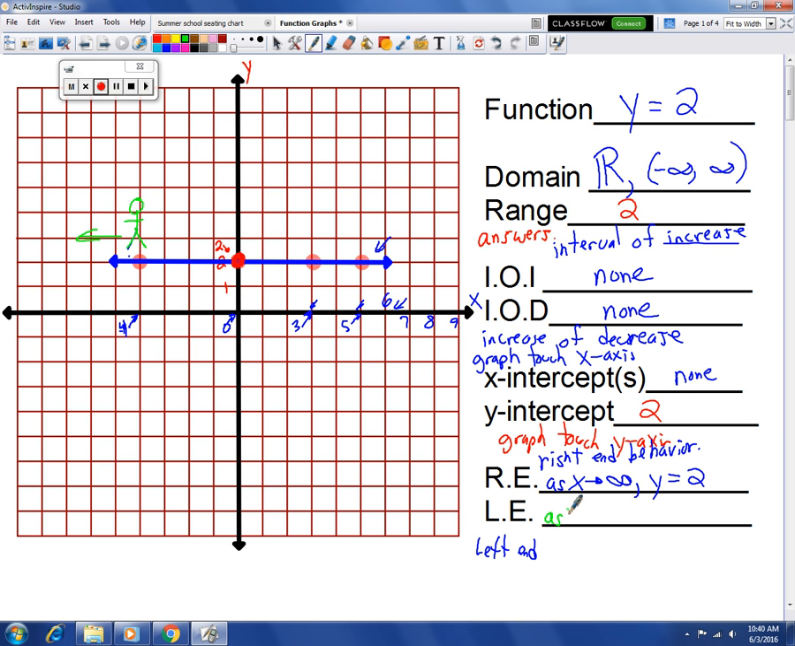So how do we write that? As x, always start with x, approaches. Now, what would we say when we go left? We're talking about negative a million, negative a billion. We call that negative infinity. Alright. How high is the graph going to be above the x? It's going to be 2 blocks above the x-axis. So y equals 2. Alright. Let's try another one.